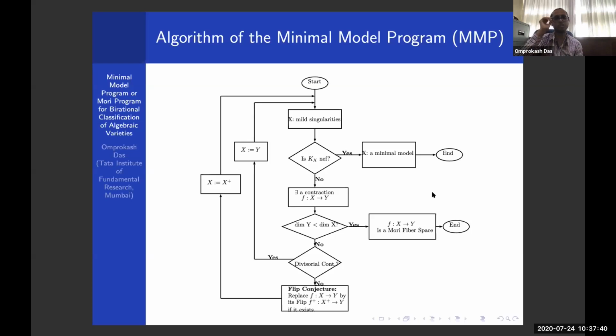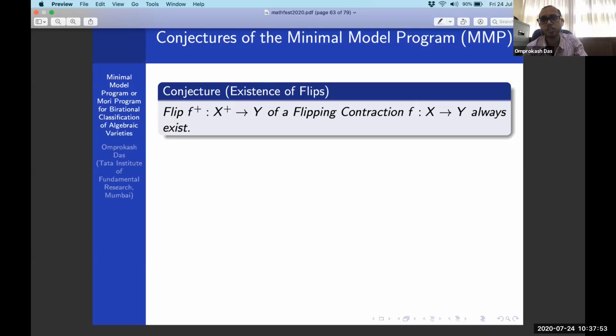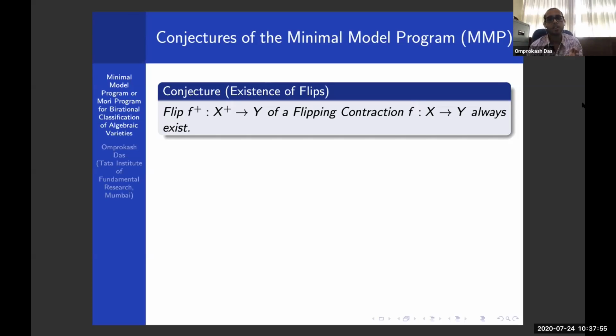Okay. So there are two obvious conjectures related to this minimal model program, this algorithm. First is the existence of flips. As I said, one of the steps in the minimal model program is conjectural, so that's a problem. The first conjecture is that the flip of a flipping contraction always exists.